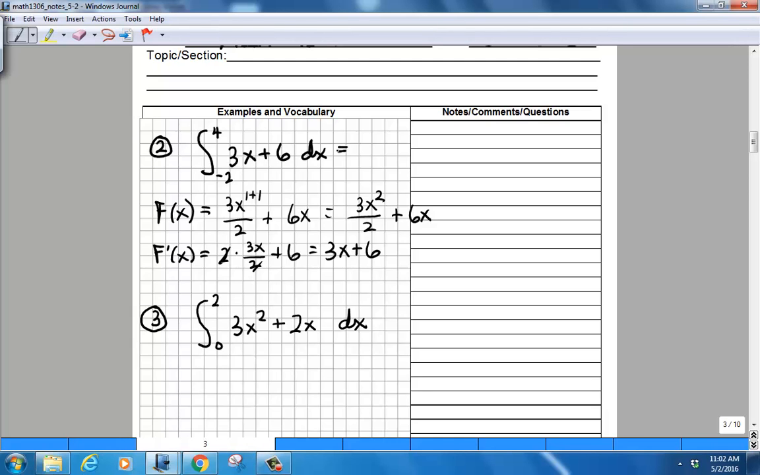So now to evaluate this integral, that's so simple. All I have to do is take the limits of integration and plug them into my antiderivative formula. So in other words, you're going to calculate capital F of 4 and subtract off capital F of minus 2.